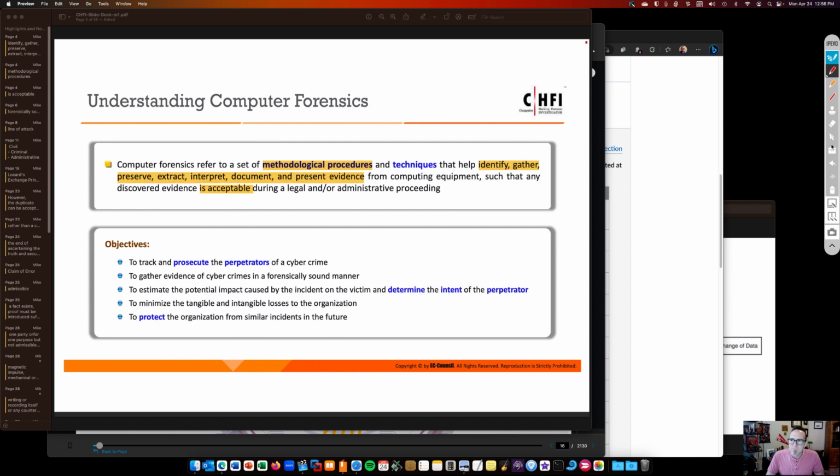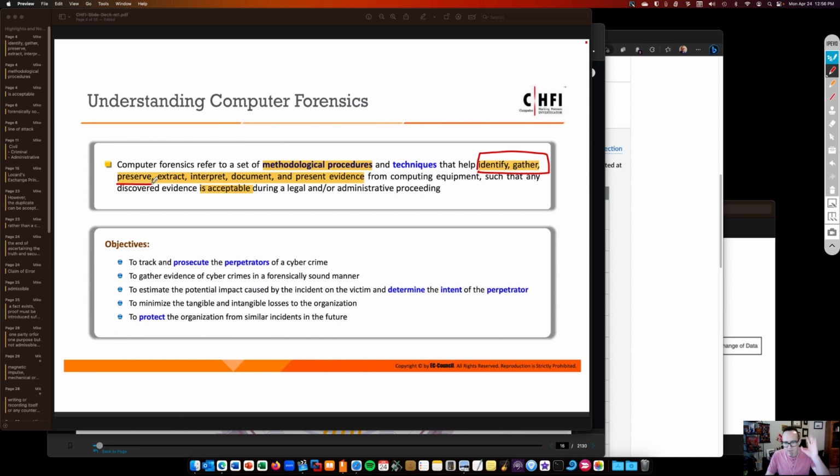Think of identify and gather as sort of the first process here, and we'll see where it's possible the background of the case and type of case might help you identify what you're looking for. Preserve is a huge one. We make sure we preserve the original evidence.